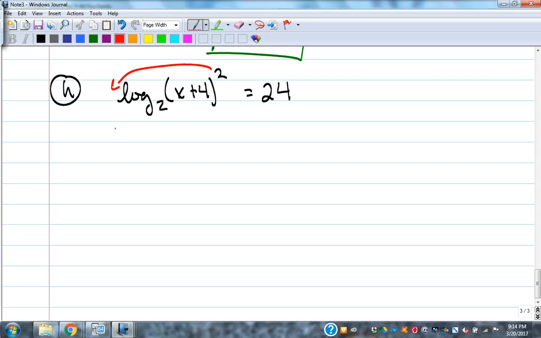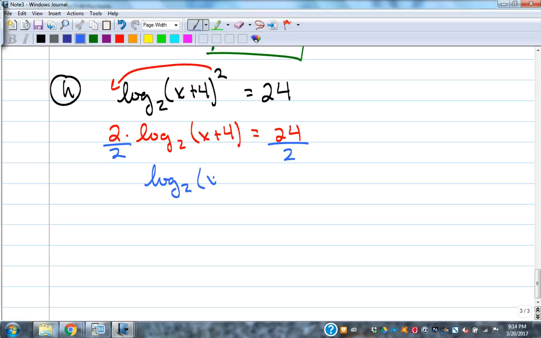So 2 comes down. So that's 2 times log base, not natural log, but log base 2 of x plus 4 is equal to 24. And then how can I get rid of that 2? Because remember, I'm trying to get x by itself, so that 2's in the way. I can divide by it. Because dividing by 2 is pretty easy. It's taking half of something. Half of 24 is 12.